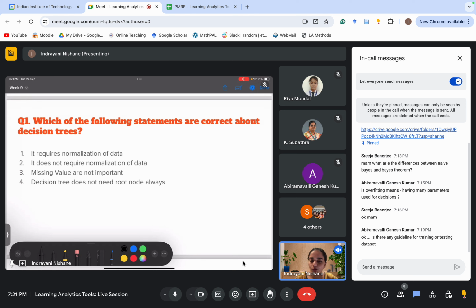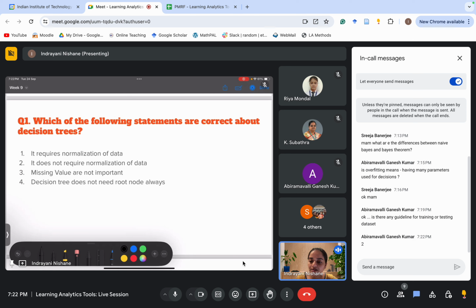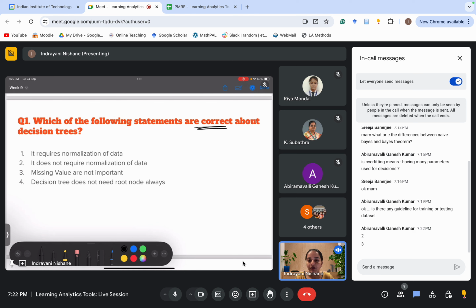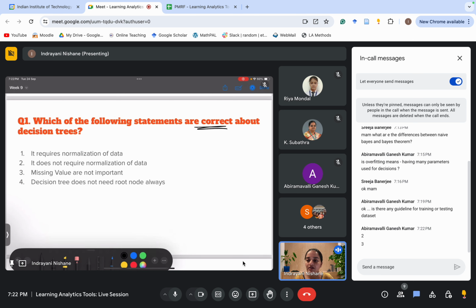Coming to questions. Question 1, which of the following statements is correct about the decision tree? We saw all the theory part, or the points to remember about decision trees. Based on that, please type in your answers in the chat box, which option you think is the correct answer for this question. There could be multiple statements also, which are correct about the decision tree.